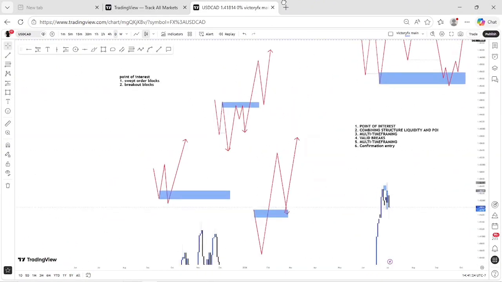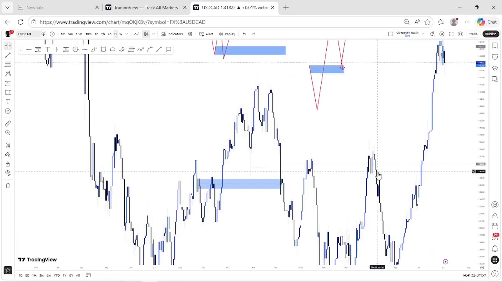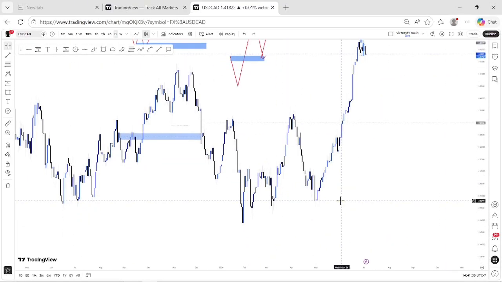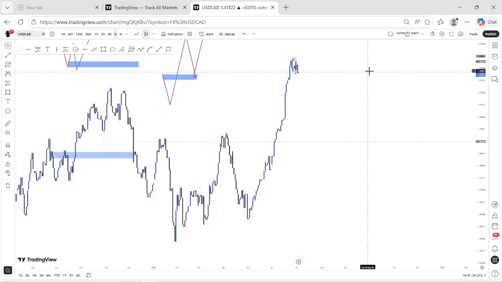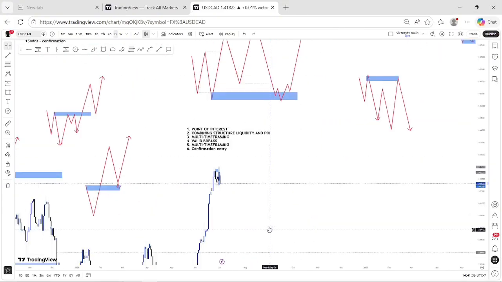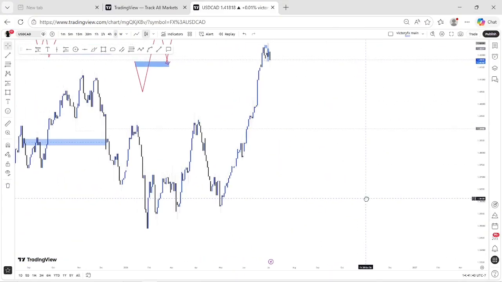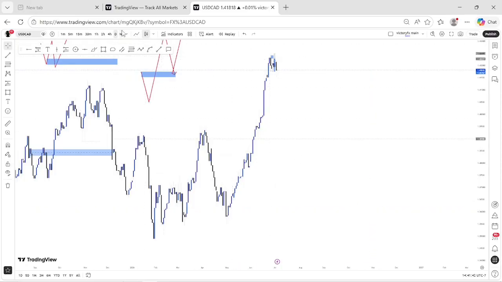Let's take a look at a chart example. So I just love using USD CAD because the price action is much better considering the economic events you've been having recently. So yeah, on the daily time frame, right?